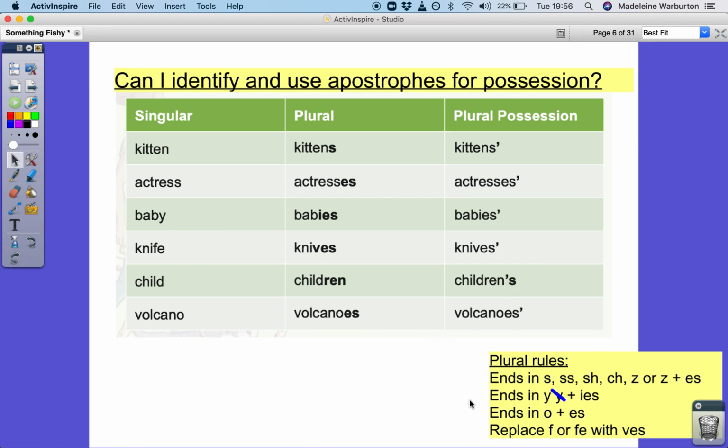Volcano, that's our rule here, ends in an O, so we add ES. And it does end in an S, so we have to add the apostrophe afterwards. We're going to keep looking at these apostrophes for possession, for plural nouns, throughout the week, so don't worry if you're still a bit confused.